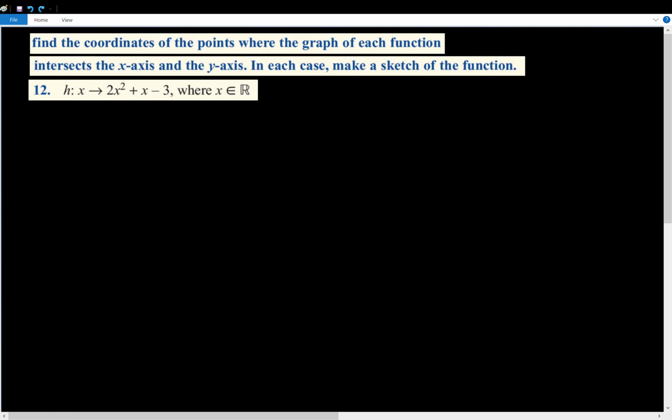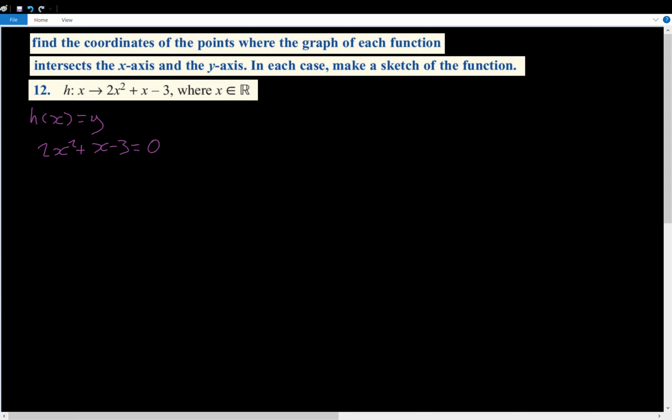We'll start with the x-axis. Any given graph, any curve or line or exponential function will cross the x-axis when y is equal to 0. And when we're dealing with functions, the function h of x in this case is equal to y. So if y is equal to 0, we're saying our function is equal to 0. So we're saying 2x squared plus x minus 3 is equal to 0.